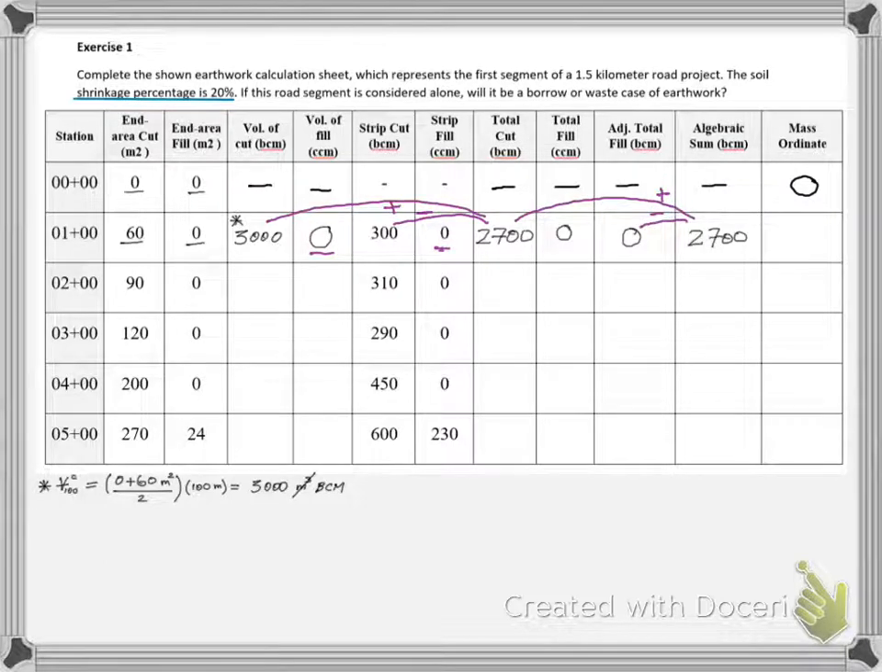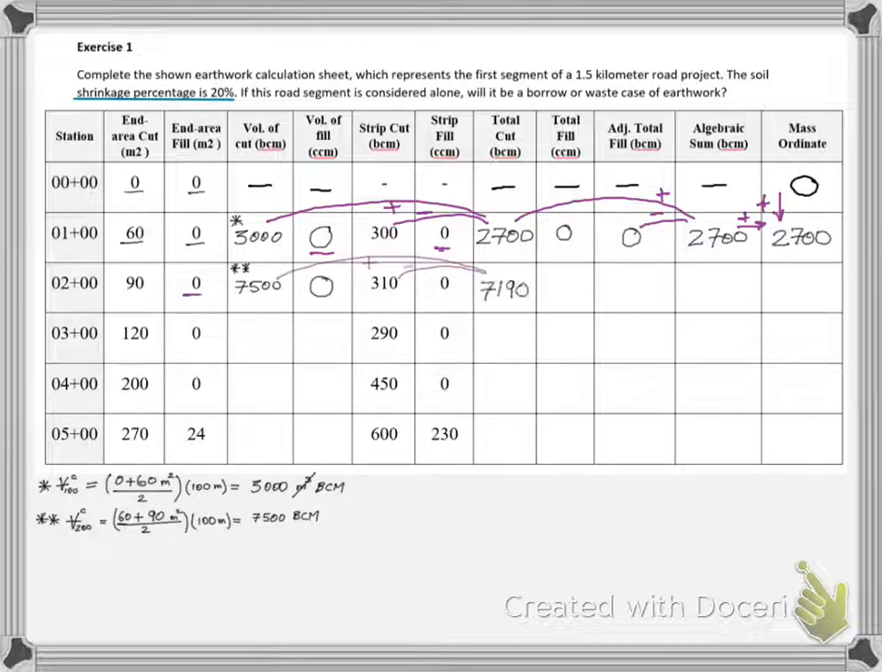Then deduct the fill volume from the cut volume to get their algebraic sum. And then we calculate the mass ordinate as the cumulative algebraic sum. We will repeat the same calculation for this cut between the third and second station. Complete the mass ordinate calculations for this segment.